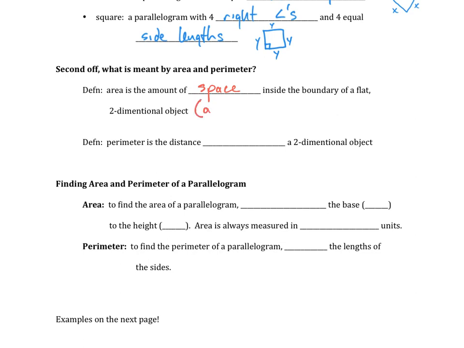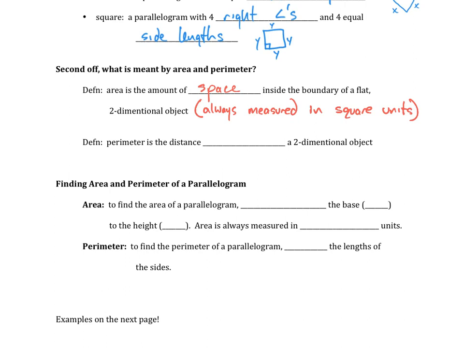I'm going to have you add something. I want you to write: always measured, or labeled might be a better word, either way, in square units. Now the units might change. It might be inches, feet, miles, or centimeters. That doesn't matter. But it's always square units. So if someone said the area of that square is 31 inches, that would be incorrect. You would have to say it's 31 square inches or 31 inches squared. Okay, and it's square units.